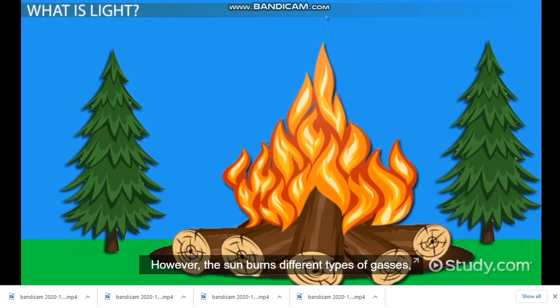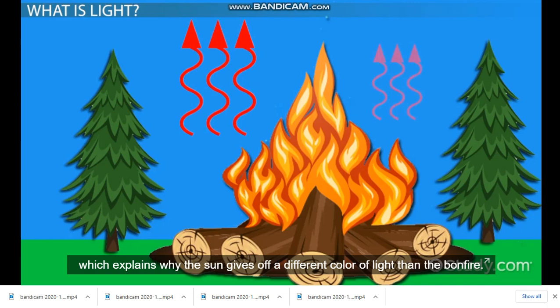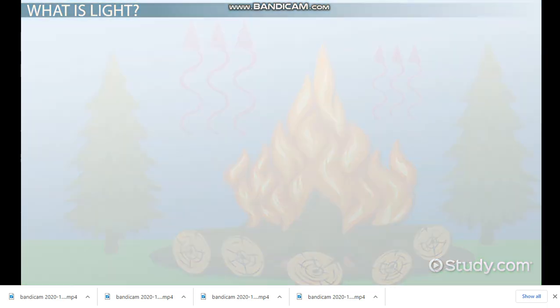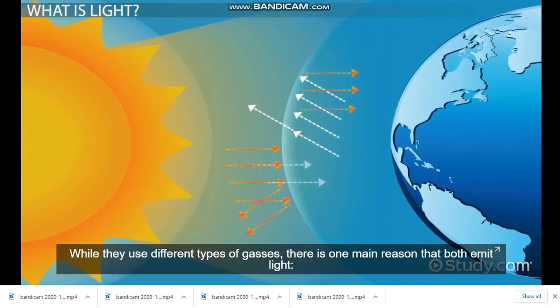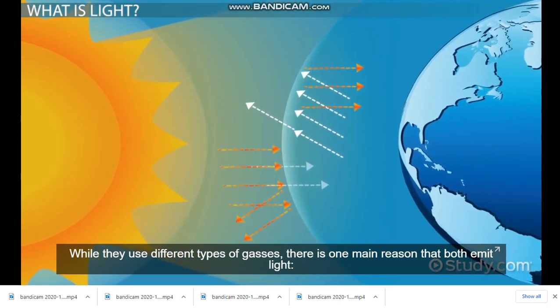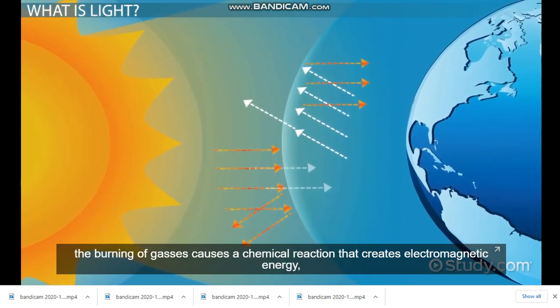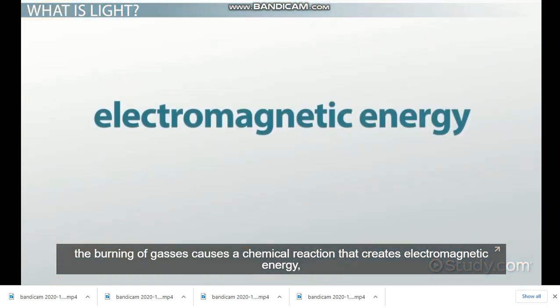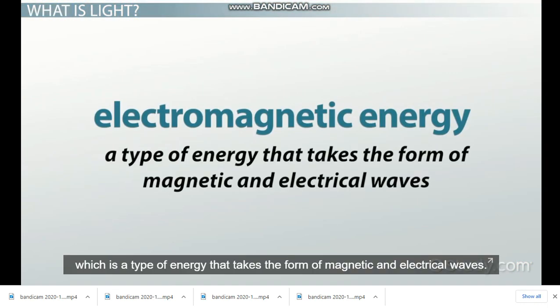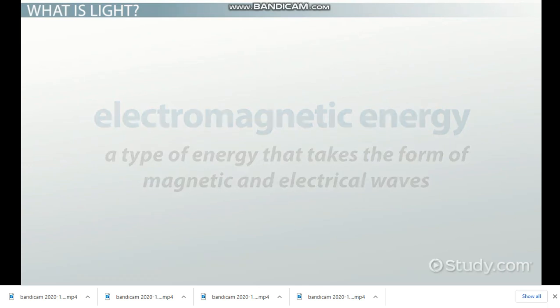However, the sun burns different types of gases, which explains why the sun gives off a different color of light than the bonfire. While they use different types of gases, there is one main reason that both emit light. The burning of gases causes a chemical reaction that creates electromagnetic energy, which is a type of energy that takes the form of magnetic and electrical waves.